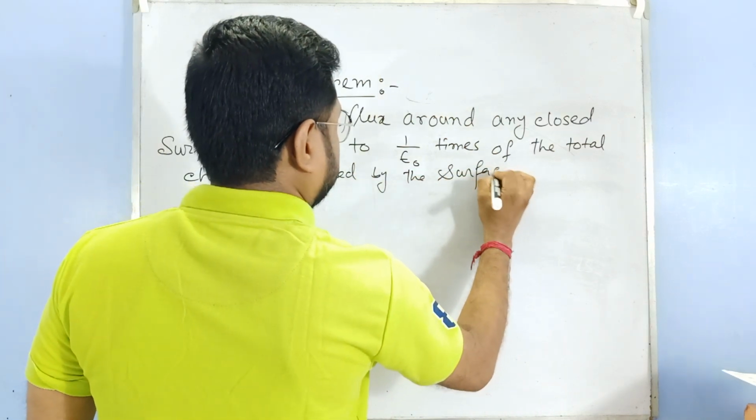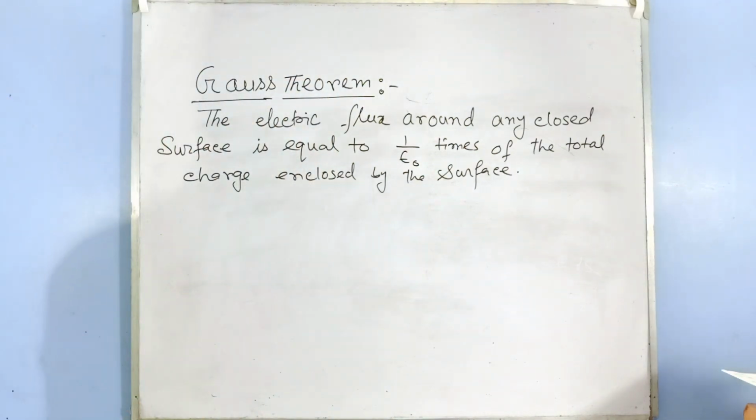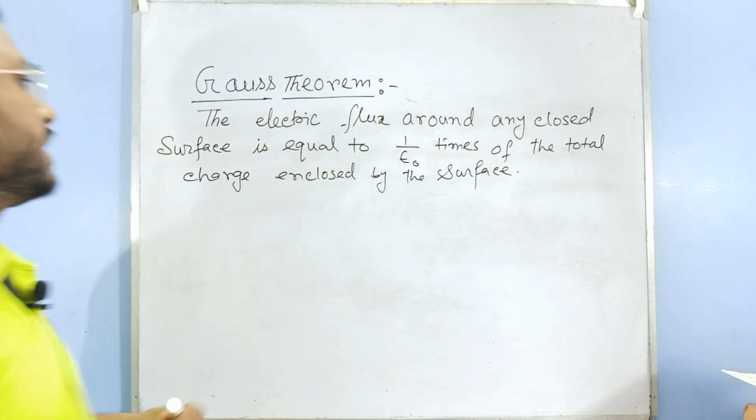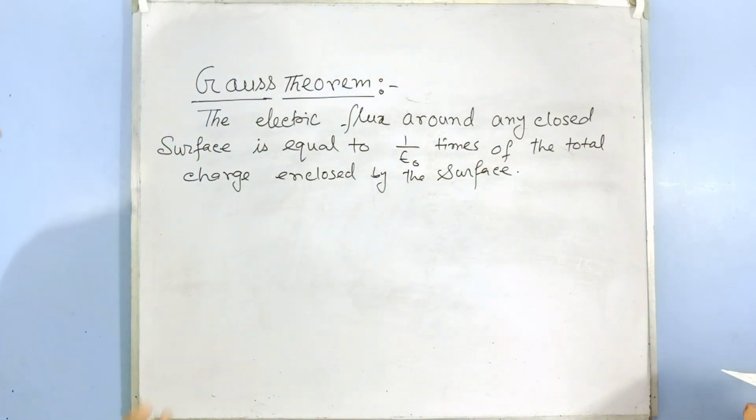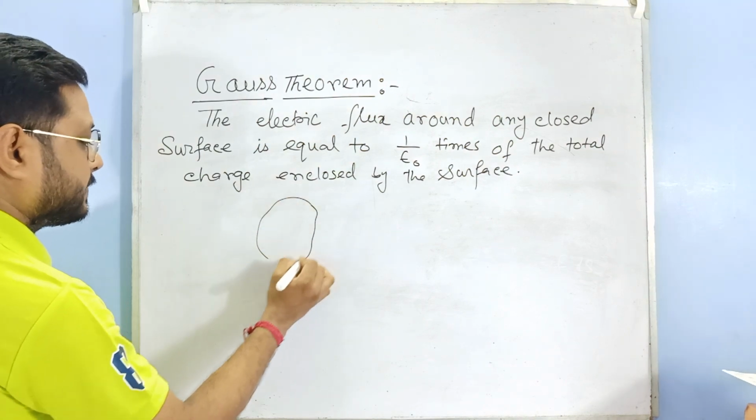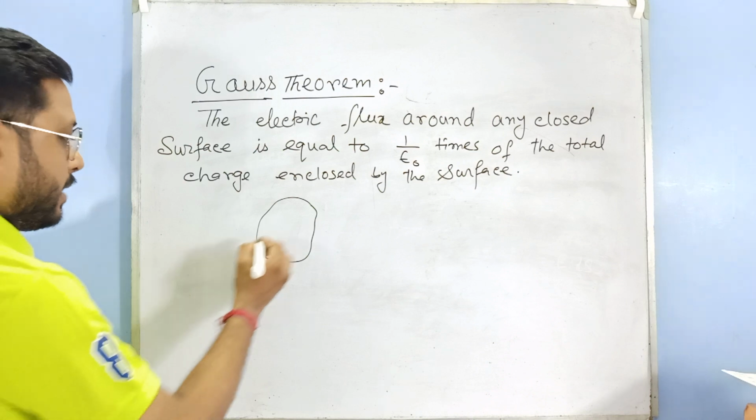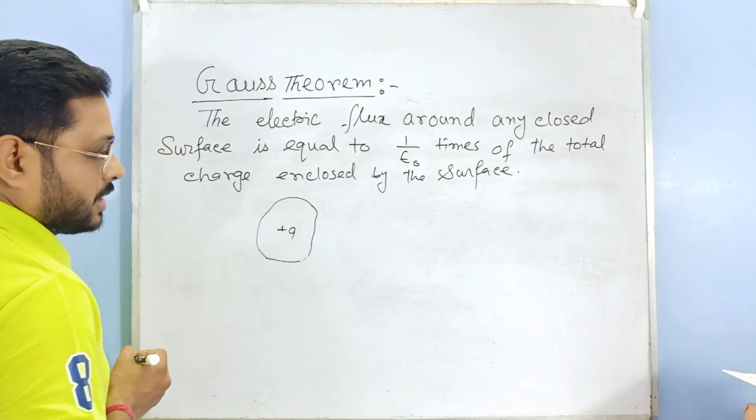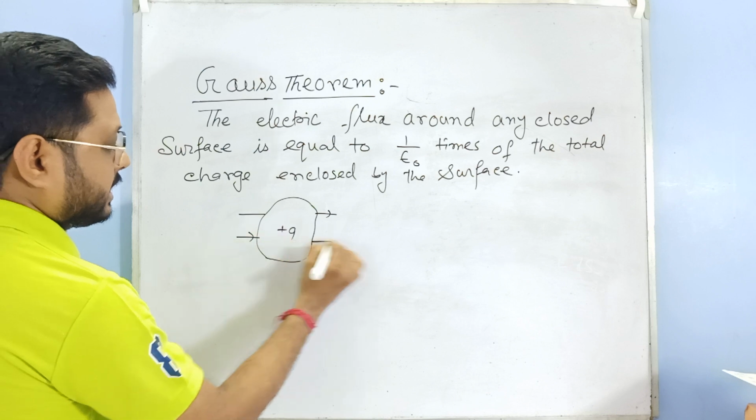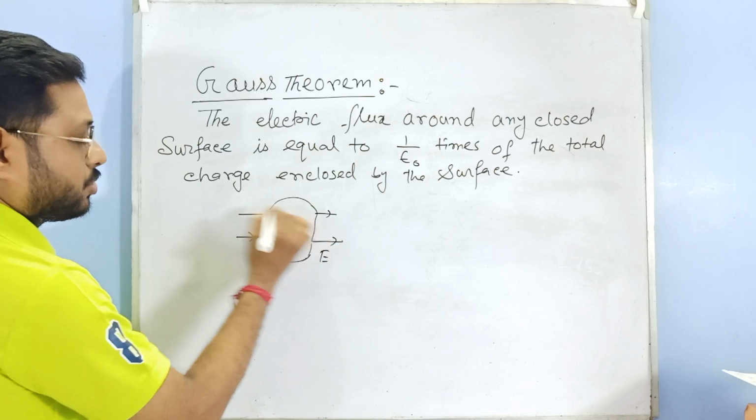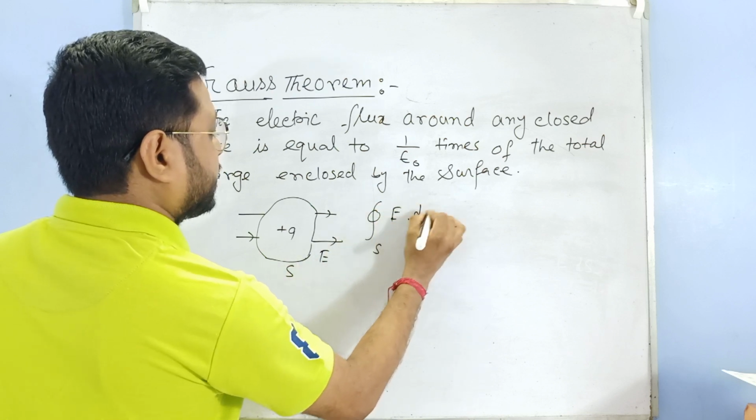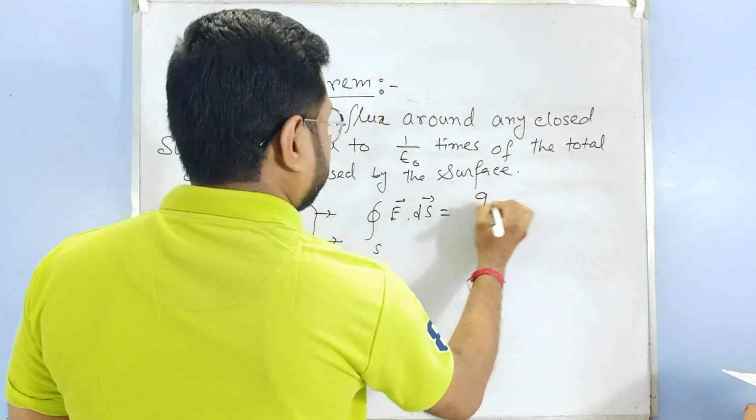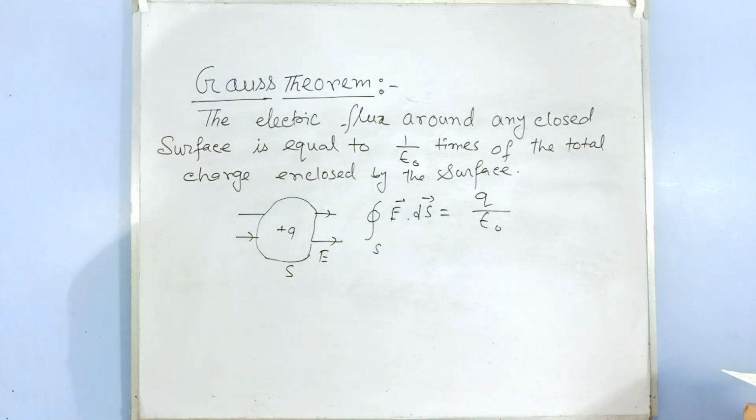This is Gauss law in electrostatics. The electric flux around any closed surface is equal to 1 by epsilon naught times the total charge enclosed by the surface. If this is a surface which encloses a charge Q, placed in an electric field E, then the total flux through this surface is written as closed integration over S of E dot ds, which must be equal to Q by epsilon naught. This is the famous Gauss law in electrostatics.